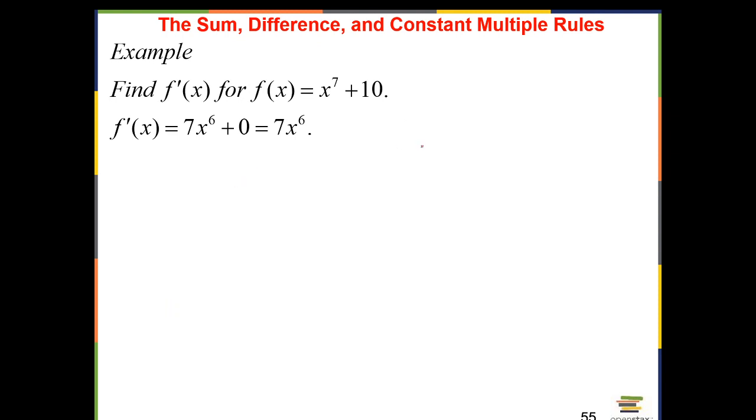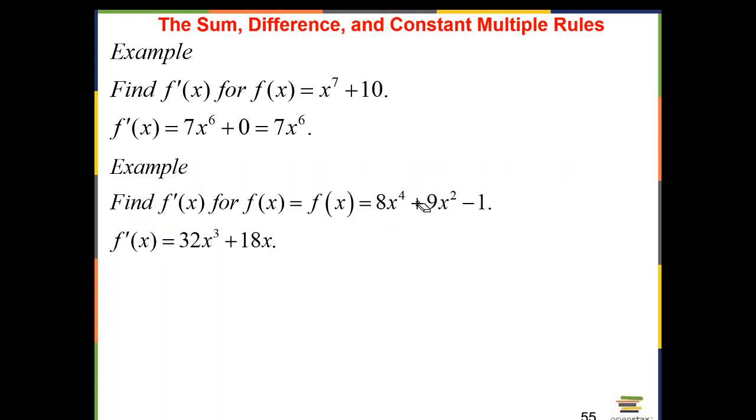All right, so here is a derivative to do. What's the derivative of x to the 7th plus 10? Well, again, we apply the formula for x to the n. So we bring the 7 down and subtract 1 from 7. That's it. Plus, what's the derivative of a constant? 0. That's it.